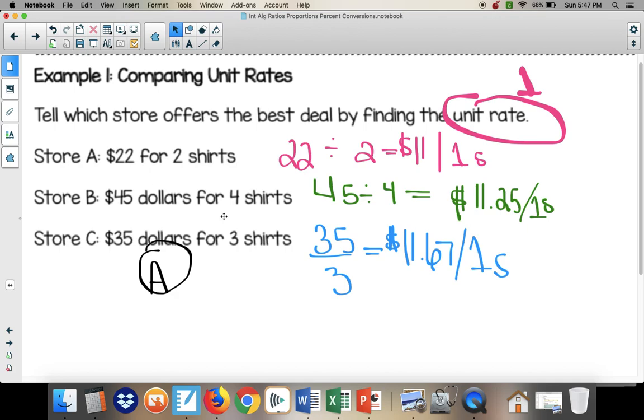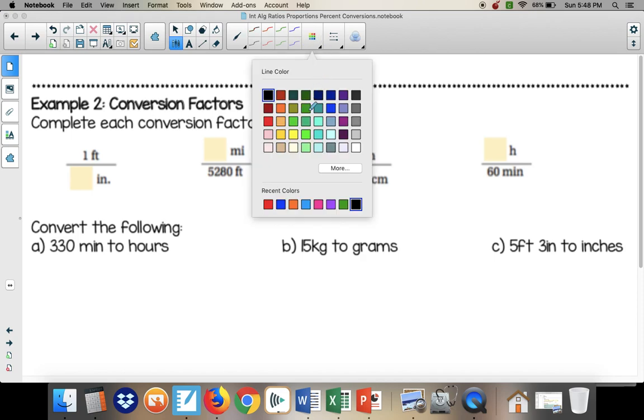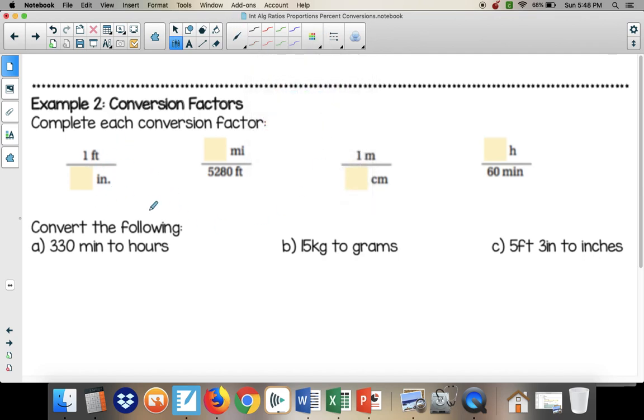So again, when you're looking at unit rates, you're converting it down to 1 piece, 1 item, in this case 1 shirt. When it's the best deal, it's the amount that is the lowest money. So for conversion factors, we are going to do something similar, but we are going to work with different measurements, but seeing where they are equivalent or equal to each other. So like 1 foot is how many inches? Well, 1 foot has 12 inches.